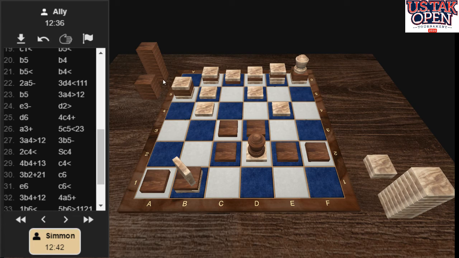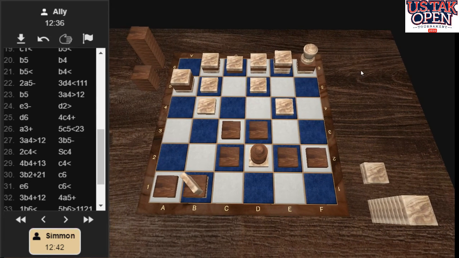So in this case, it looks like these stacks are 10. So there's 1, 2, 3, 4, 5. So there's 15 for black. In the first game, Simmon won as white, and there were also 15 left for black. So that's a tie on the first tiebreaker. The second tiebreaker goes to your own unplayed pieces. And as you can see in this game, there are 12 remaining there. So Ally's second tiebreaker score is 12. In the first game, as white, Simmon won, and he had 18 left. So Simmon does take the match.